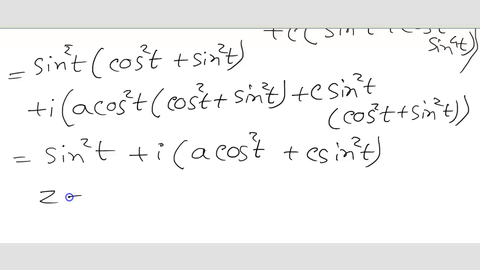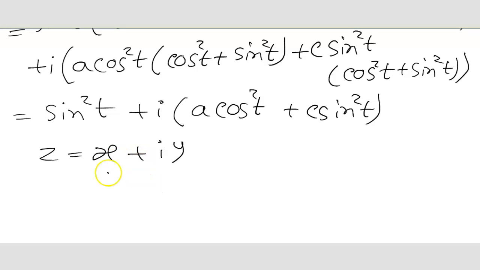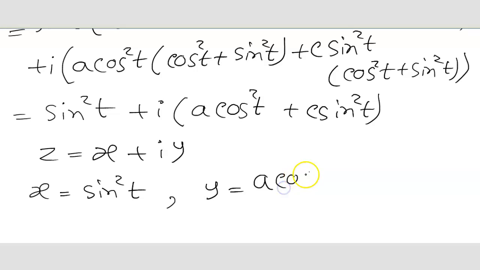Here we simply write z equals x plus iy. So if we compare the real part and imaginary part from the left and right, then we can simply observe that x equals sin²t, and y equals a cos²t plus c sin²t.